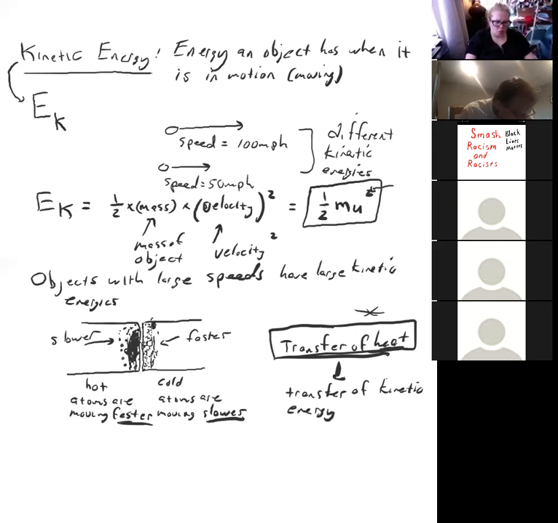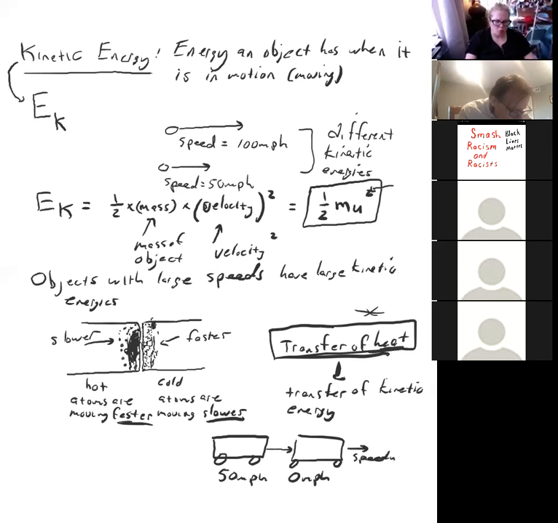So again, if you've ever seen a car crash, if you've got a car that's moving 50 miles per hour and a car that's stationary, meaning it's not moving, what happens? The car that's moving 50 miles an hour hits the car that's moving 0, and this one will speed up. It'll go faster, and the one that's going faster will slow down, right? It's transferring kinetic energy to the slower object.